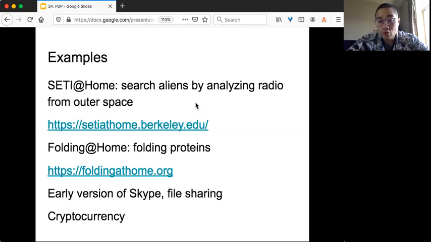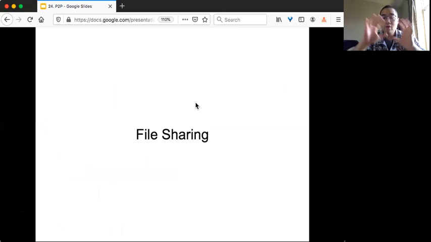The early version of Skype was actually based on P2P, and then file sharing, and now of course the big thing is cryptocurrency, which we will talk about in the future. So we have all these things for peer-to-peer. Let me start with the simplest application, file sharing.